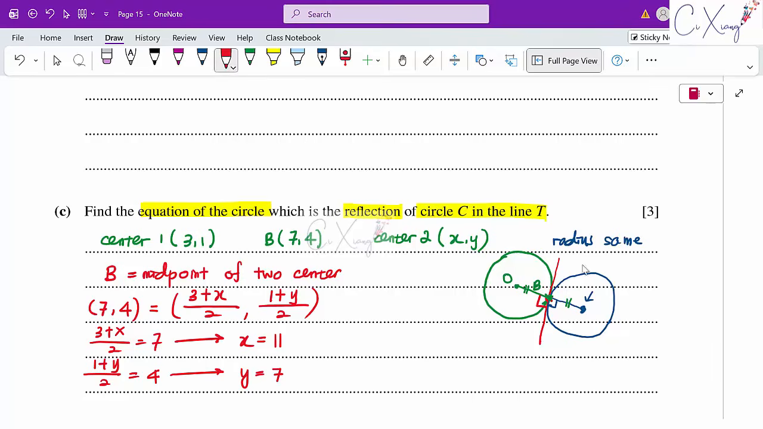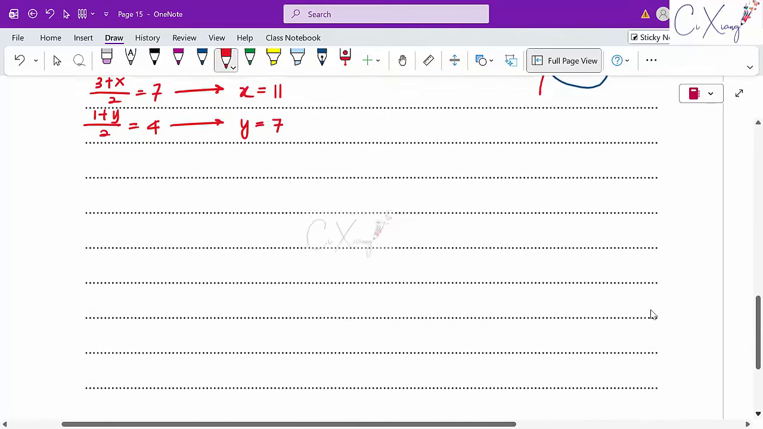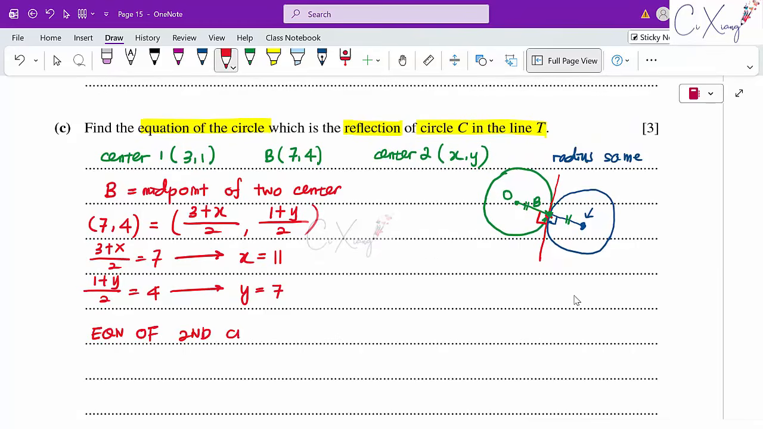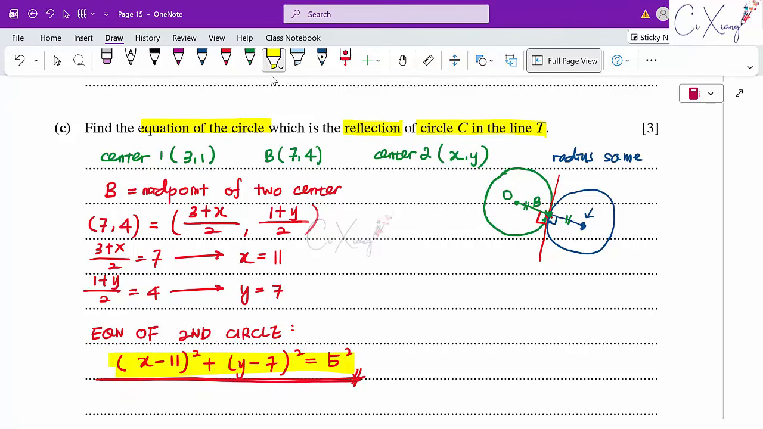All right, so from here, you can see very easily that you have the center of the second circle. You know that the radius is the same as the first circle, which is 5 units. Therefore, to form the equation of the second circle, what will it be? It should be x minus the new x coordinate for the center, y minus the y coordinate for the center, equals to 5 squared. If you want to write out 25, also can, no problem. Yeah, so this is how we answer the question.